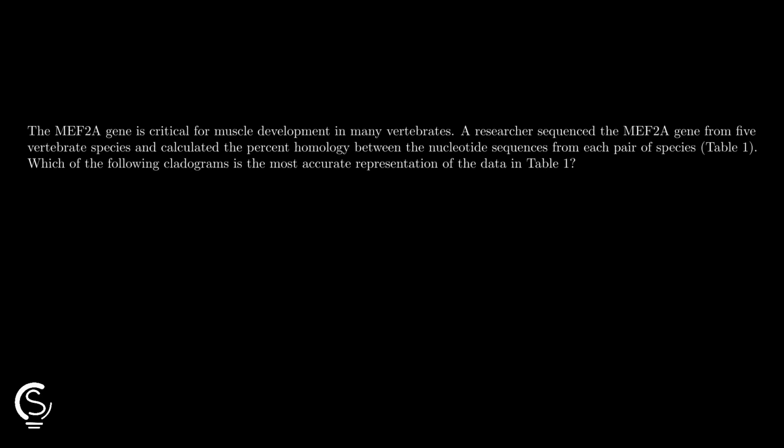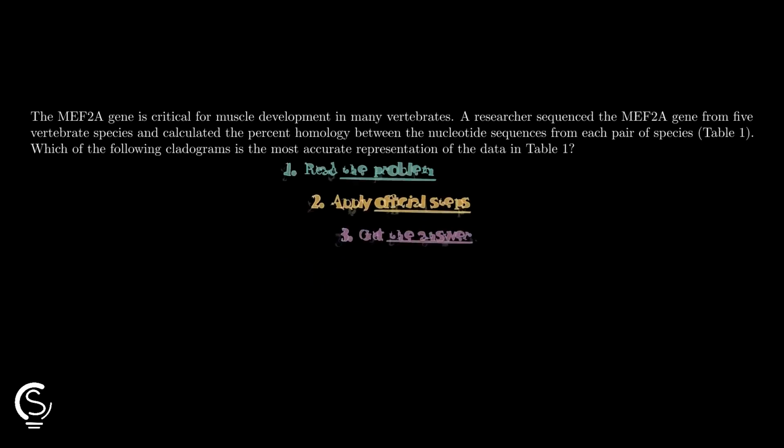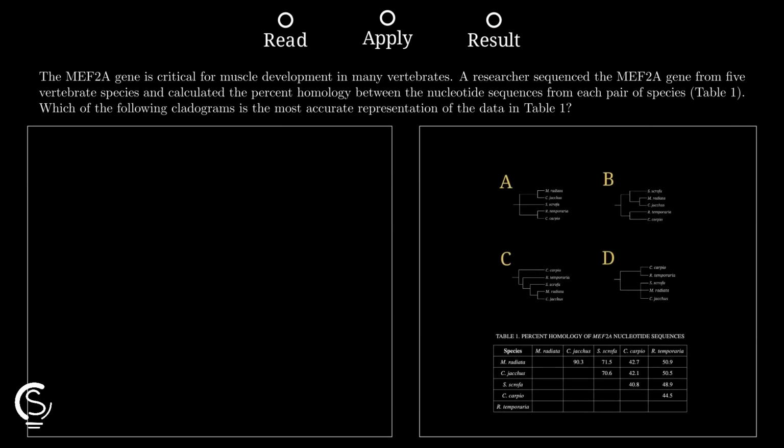Cladogram questions get easy fast when you track which species are most genetically similar, then build the branches from closest relatives outward. Higher percent homology means two species have more similar nucleotide sequences, so they likely share a more recent common ancestor and should sit closer together on the cladogram.